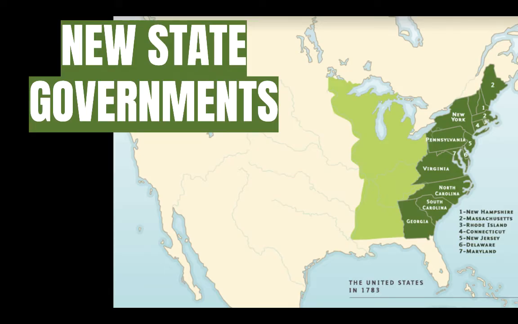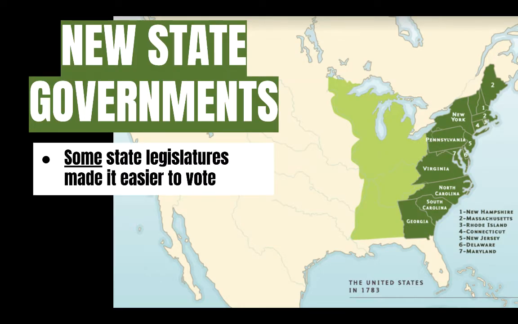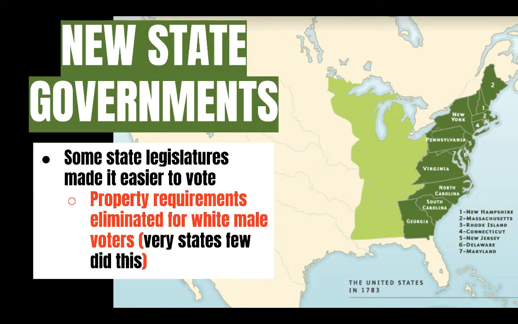Another way the American Revolution impacted the new nation was by increasing calls for greater political democracy in the new state and national government. Each former colony had to create a new state constitution. Some state legislatures made it easier to vote. For instance, in Pennsylvania, property requirements were eliminated for white male voters.